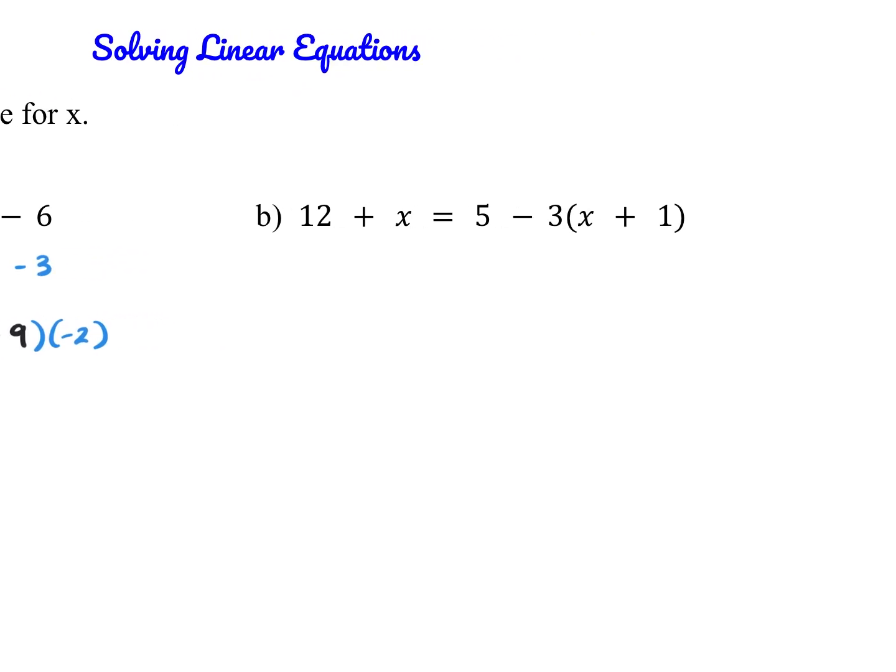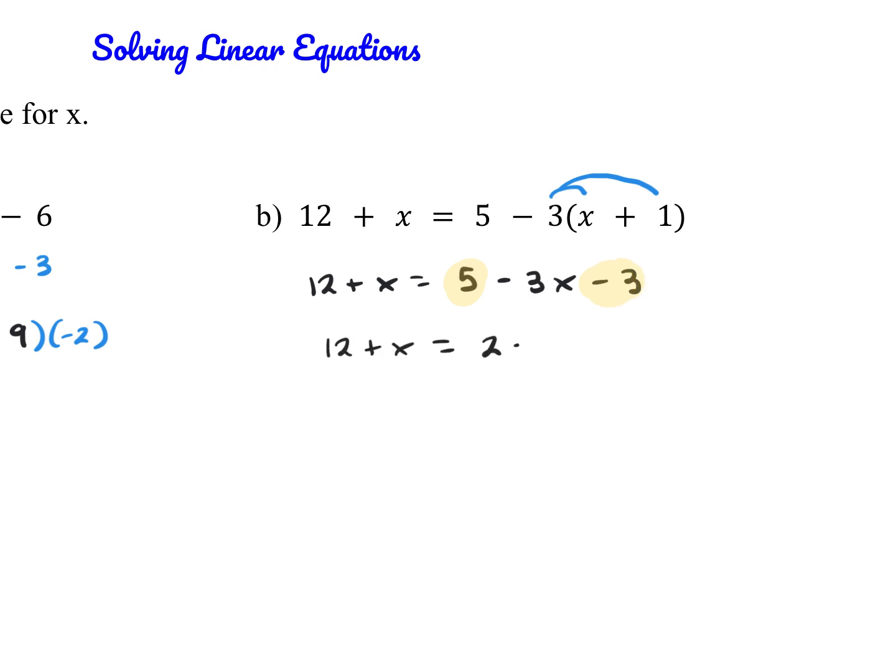For part B, we do see that before we can start using our inverse operations, we need to distribute, because we have an x trapped inside some parentheses here. So we have 12 plus x equals 5 minus 3x minus 3. So it's negative 3 times x and negative 3 times 1. And then on the right side, I can actually combine like terms. I can combine the constants, 5 and negative 3.